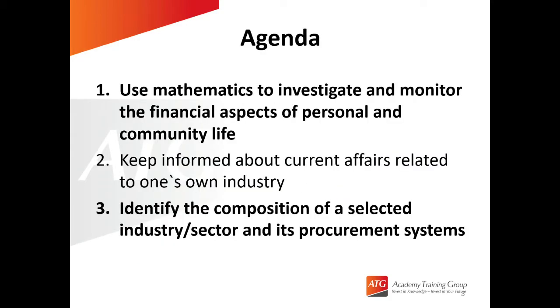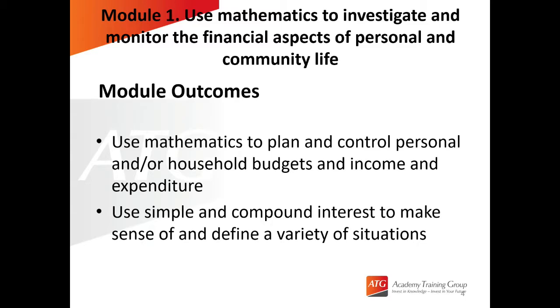Here is the agenda for the next three modules. Firstly, we're going to be using mathematics to investigate and monitor those financial aspects of personal and community life. The second session, we're going to be looking at keeping informed about the current affairs related to one's own industry. And the third one will be to identify the composition of a selected industry and sector, and of course, its procurement systems. So today we're going to be looking at the first module, which is to look at using mathematics to investigate and monitor the financial aspects of personal and community life.